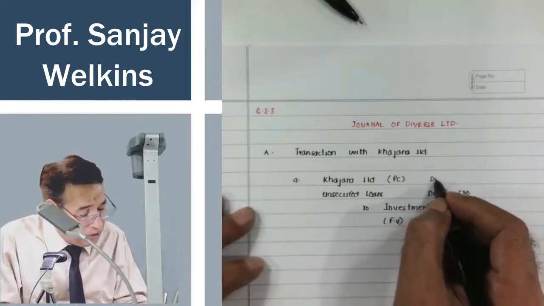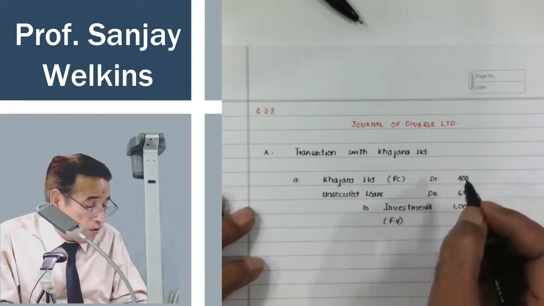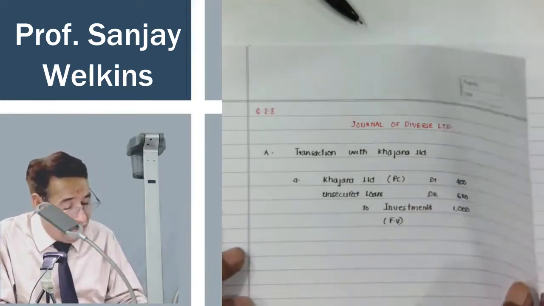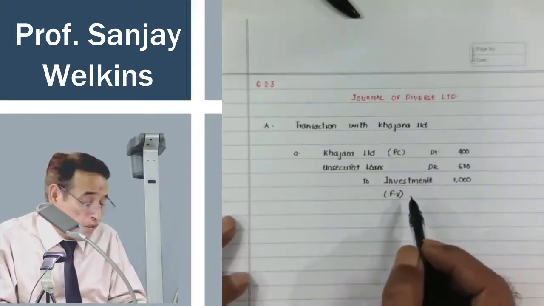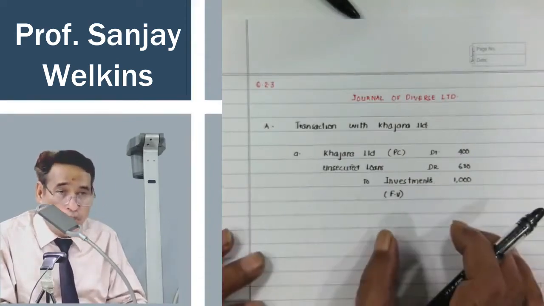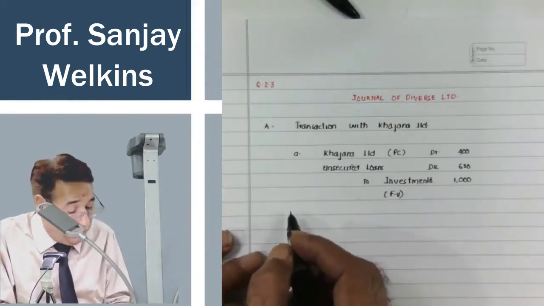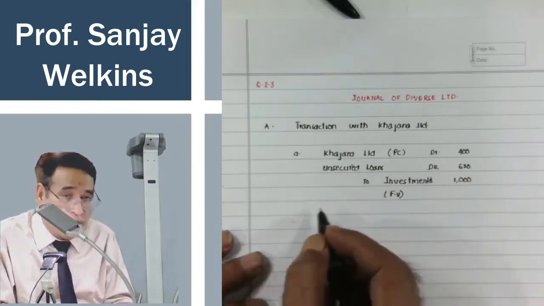So purchase consideration will become 400. That means we are supposed to receive 400 from Khajana Limited against taking over unsecured loan and investment. Important is why we have written investment here at fair value, because here acquisition accounting is coming into play. Secondly, no profit and loss actually arose in this particular case.